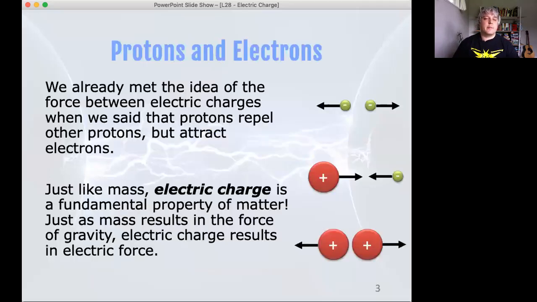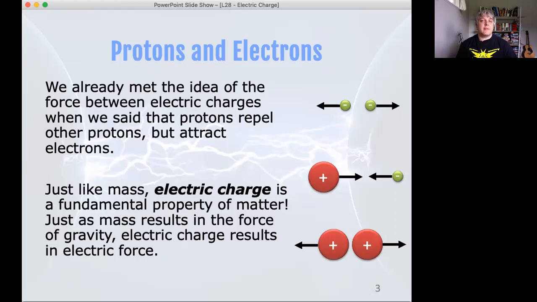We've already talked about it a bit, but we're going to define it a little bit more. We've got the ideas already. Two negatives will repel, a positive and a negative will attract, two positives will repel. So anything that's the same, going to repel, anything that's different, going to attract. Electric charge is a fundamental property of matter, just like mass. An object has some mass, it will also have some electric charge.